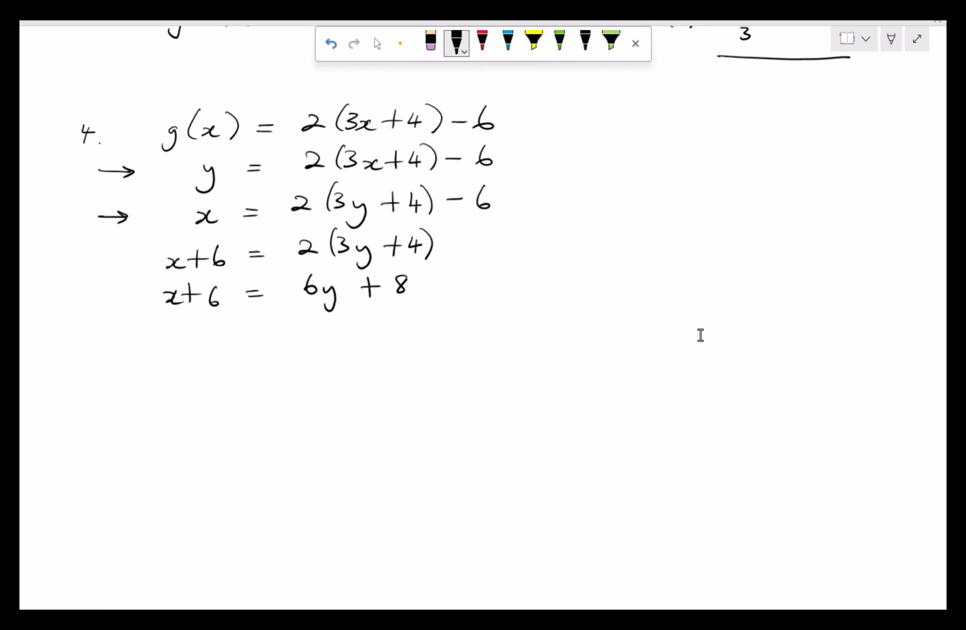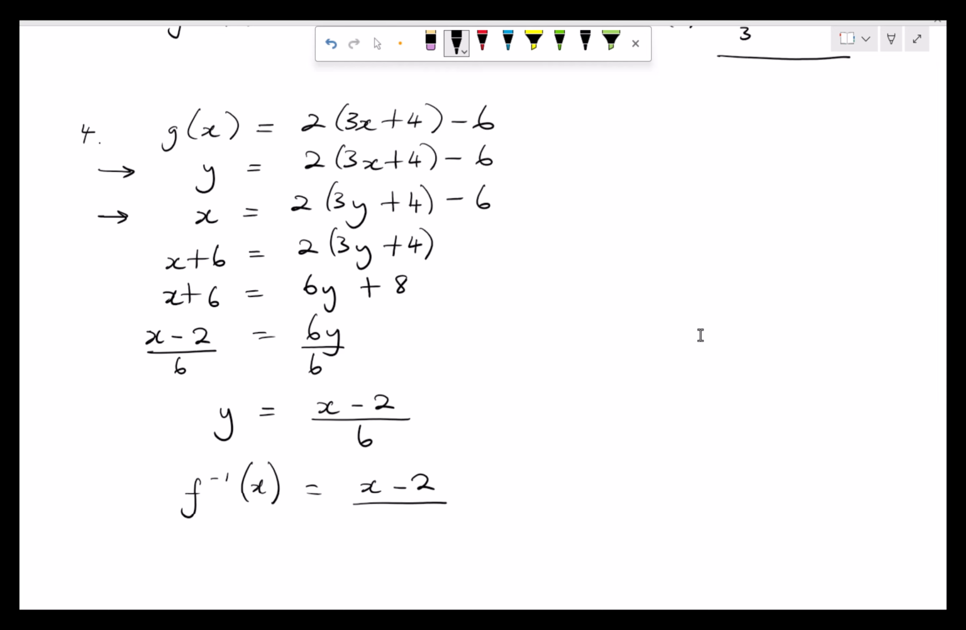And then you take 8 to the other side. You remain with x minus 2 is equal to 6y. Then you divide both sides by 6. You get y is equal to (x minus 2) over 6. The inverse of the function f is equal to (x minus 2) over 6. So that is how you use the algebraic method.